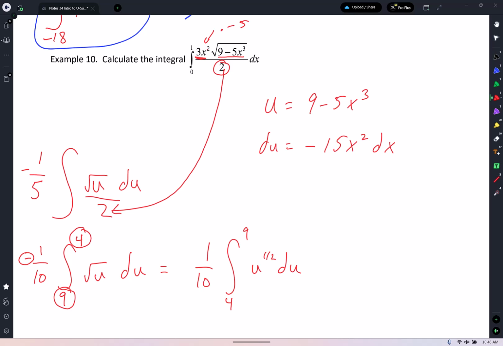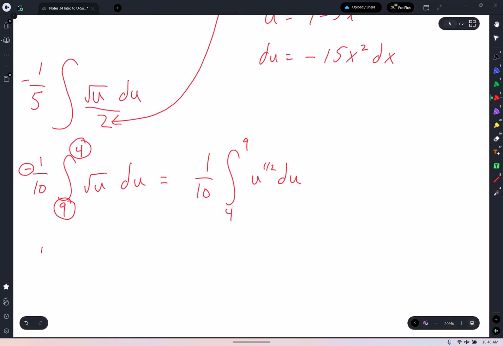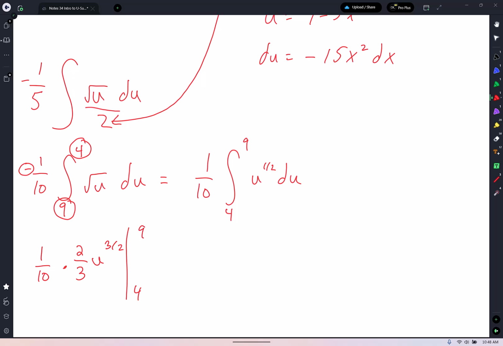Cool or not cool? All right, we're done, guys. 1/10 times, leave a little bit of space, add 1 to the exponent. 1/2 plus 1 is 3/2, so u to the 3/2 divided by 3/2, which is the same thing as multiplying by 2/3. Don't put plus c.